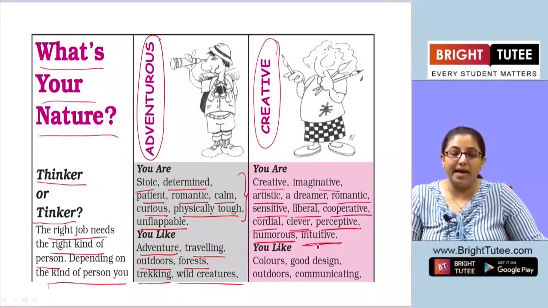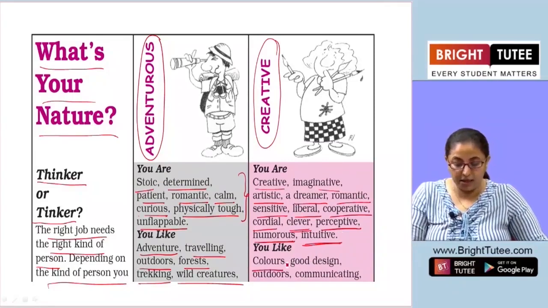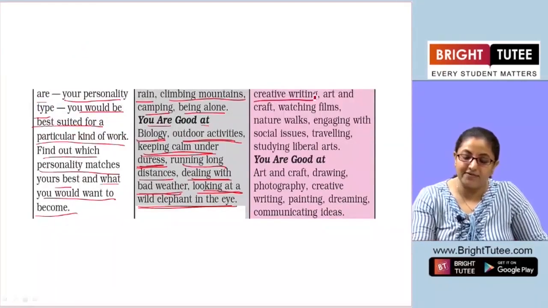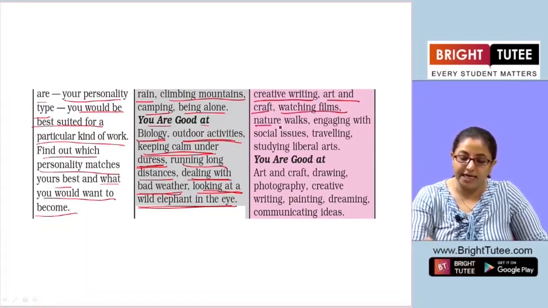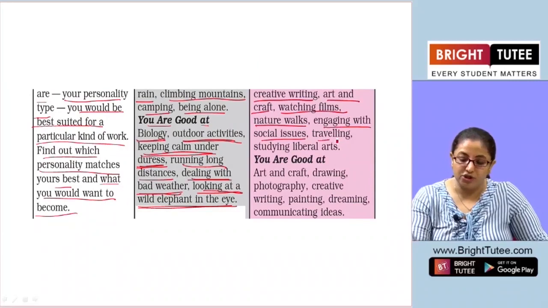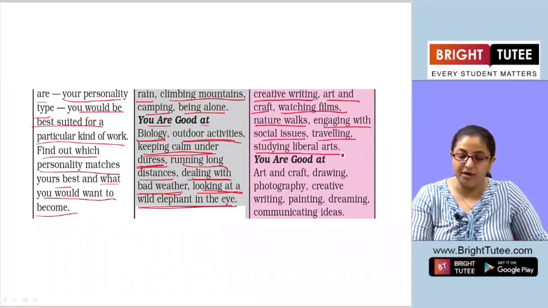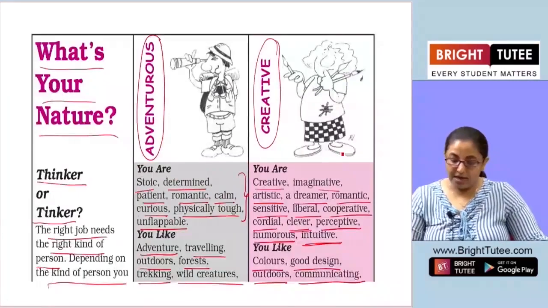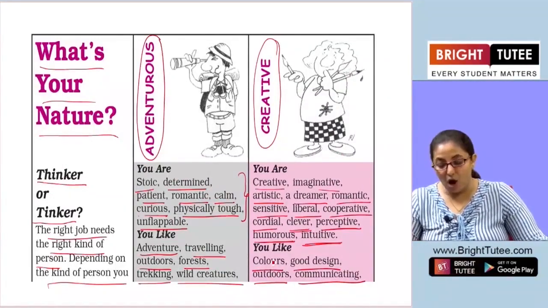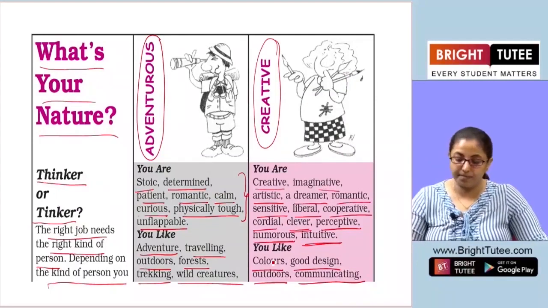What do these people like? They like colors, good design, outdoors, communicating, creative writing, art and craft, watching films, nature walks, engaging with social issues, traveling, studying liberal arts. These people, they like colors. Since they are creative people, it is very obvious that they would like colors.